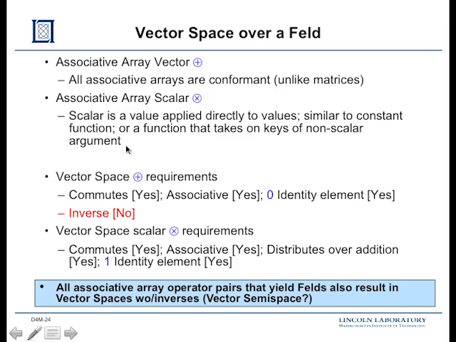So the vector space that we form meets the plus requirements. It commutes, it's associative, we have an identity, but we have no inverse, so we have to be careful. That's why we don't have that. And the vector space meets the scalar requirements. So all associative array operator pairs that yield fields also result in vector spaces without inverse. Maybe we call these vector semi-spaces, I don't know, or vector spaces over a field or something like that.